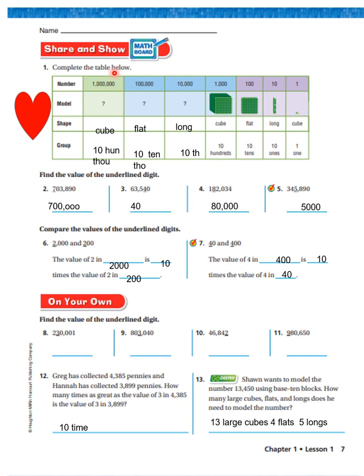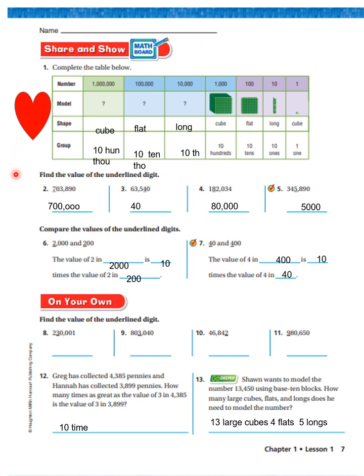Now we have the number 1,000,000. The pattern goes cube, long, flat. Okay, so if we have a cube, a long, a flat, the shape for a million is a cube, and it is 10 hundred thousands. All right, this is very important. Keep this. You're going to need that.